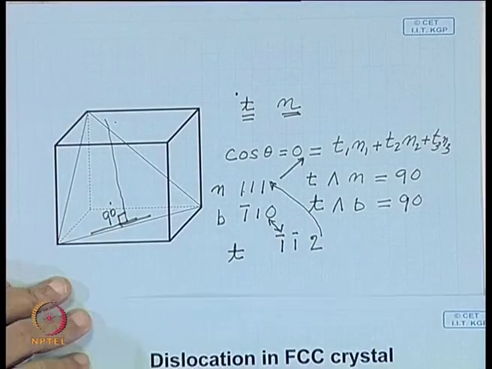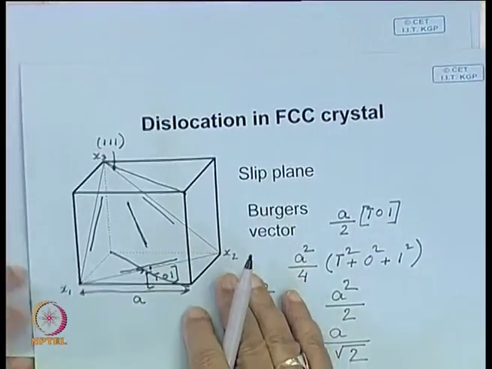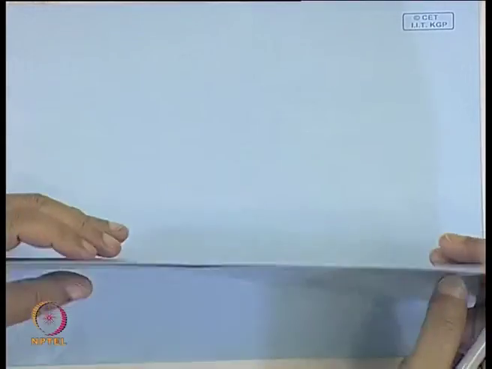To sum up, we learnt about two types of line defect, edge and screw. Out of these, screw dislocation is much more mobile, it can move on several slip systems, but for edge dislocation movement is restricted. In the next class we will build upon this, and we will see how the concept of dislocation helps us understand the deformation behavior of metals. Thank you.